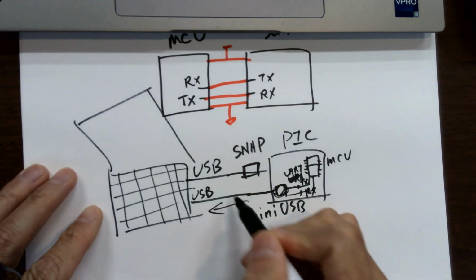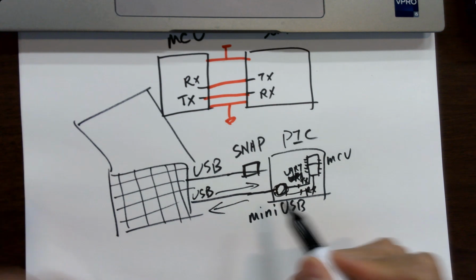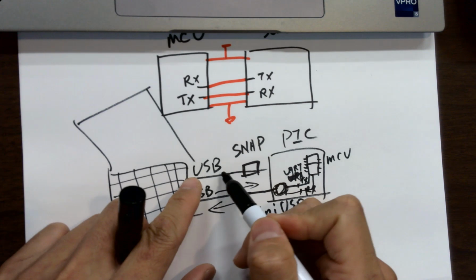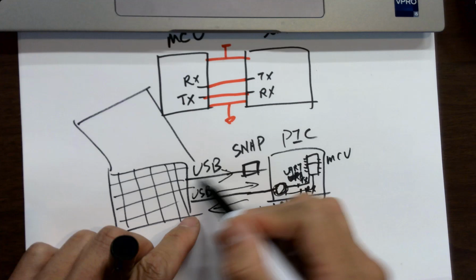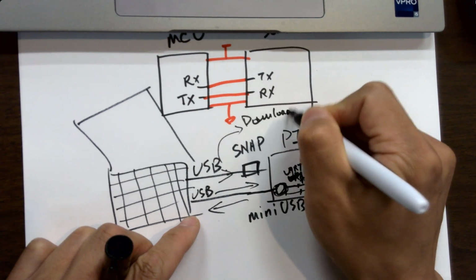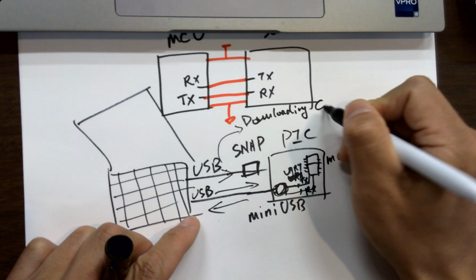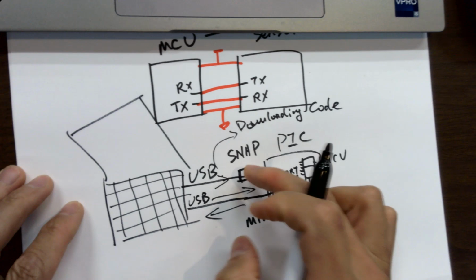So that UART stuff is communicating through this line. Either RX or TX is going through this line. So this is just one direction. Sometimes you can debug with it, but this is usually just uploading or downloading your code to the board, right? Through the Snap. This is not UART.